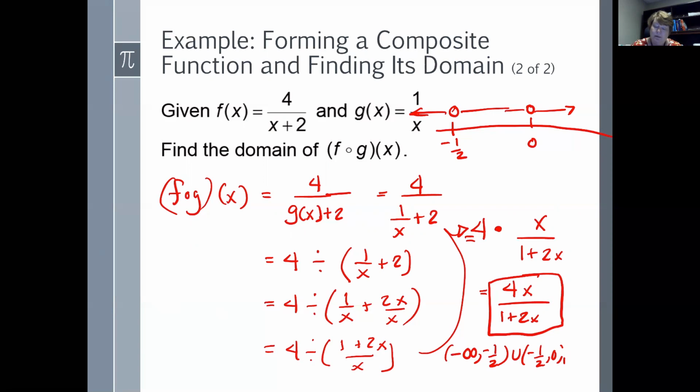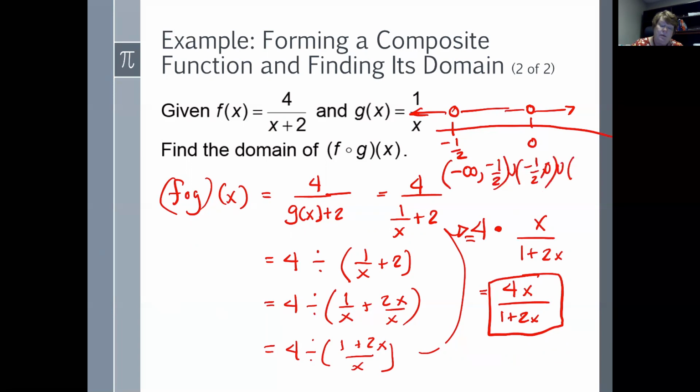Get that erased. Let me write that in a little bit better place so that we can see it. Writing it down there is kind of hard to see. Let's write it up here. So we have from negative infinity to -1/2, union with from -1/2 to 0, union with from 0 to infinity. And that is the end of section 2.6.